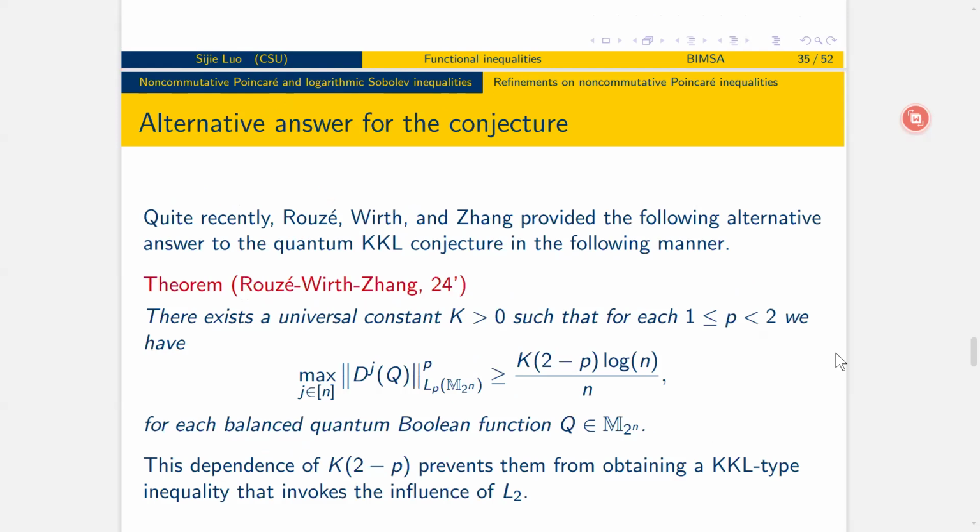Okay. And this is a very recent result by Bouyrie and these three authors. They proved that in the quantum Fourier setting, there is a universal constant K, such that for every p bigger or equal to 1 and strictly smaller than 2, such a KKL inequality holds.